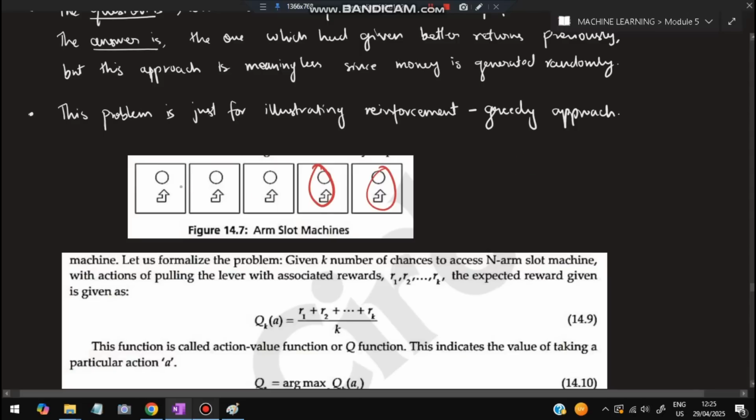Now the question is, which one do I have to pull so that I can get the maximum reward? You cannot say that. Why? Because you don't have any knowledge of how these things work and what biases are present behind them. So you'll just do trial and error. You'll pull all of them and note down the values you have got. Next time, it is most probable that the lever which has given the highest reward, you will prefer over the other ones.